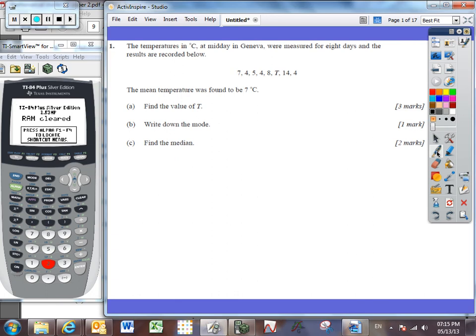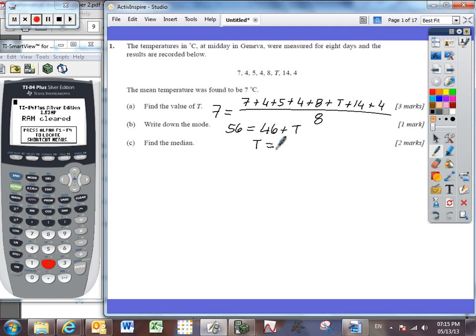So let's think about what the mean means. We've got 7 plus 4 plus 5. The sum of all of the numbers divided by the number of numbers is equal to the mean. So I have 8 numbers, and this will be equal to 7. So I can multiply both sides by 8 to move the 8 up, 56. And let's add all of these up. So I've got 46. I find that T is equal to 10.